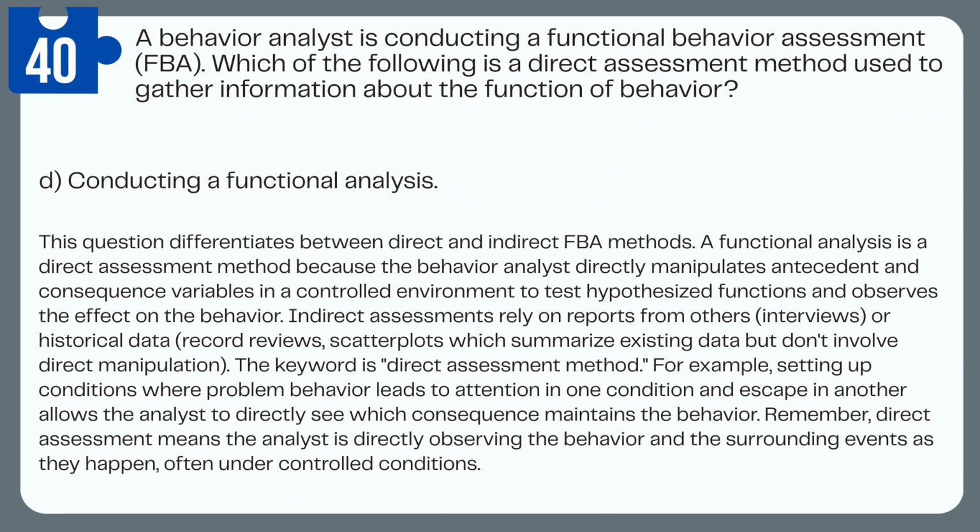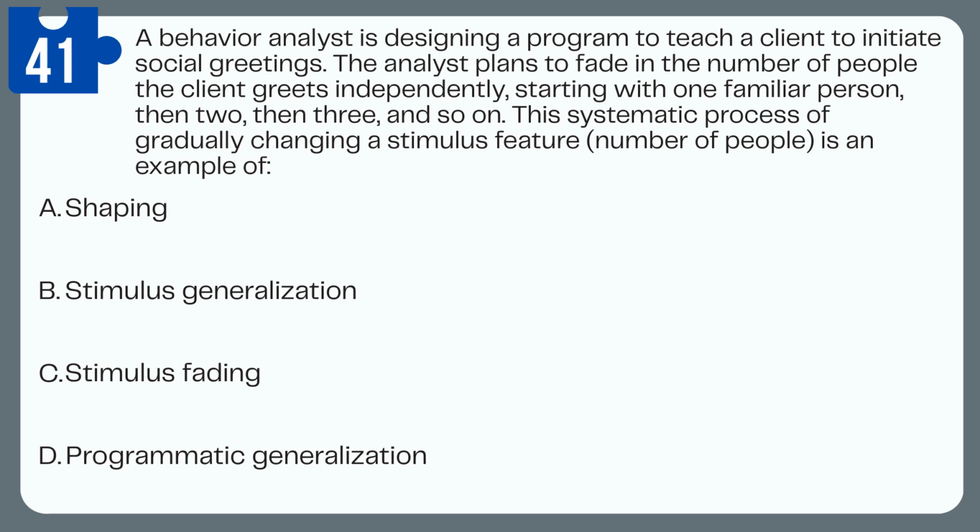Question 41. A behavior analyst is designing a program to teach a client to initiate social greetings. The analyst plans to fade in the number of people the client greets independently, starting with one familiar person, then two, then three, and so on. This systematic process of gradually changing a stimulus feature, number of people, is an example of A. Shaping. B. Stimulus generalization. C. Stimulus fading. D. Programmatic generalization.